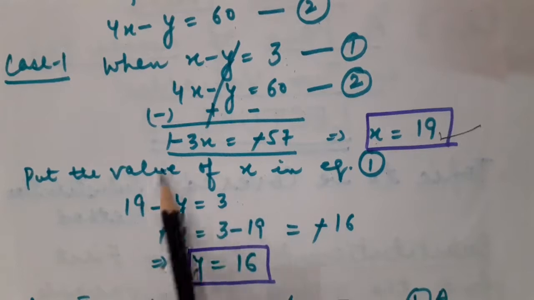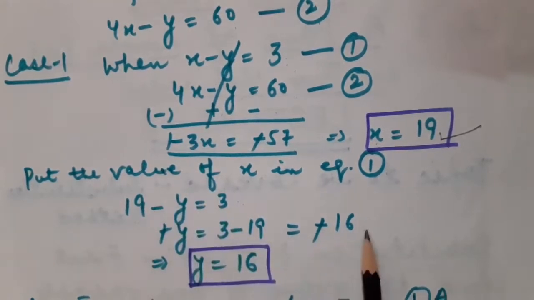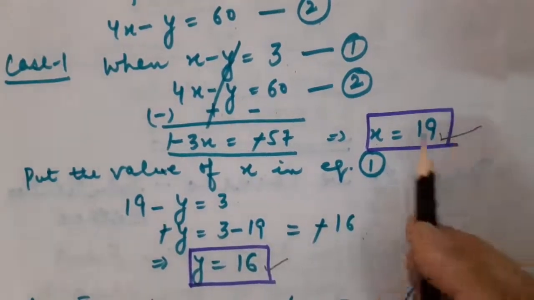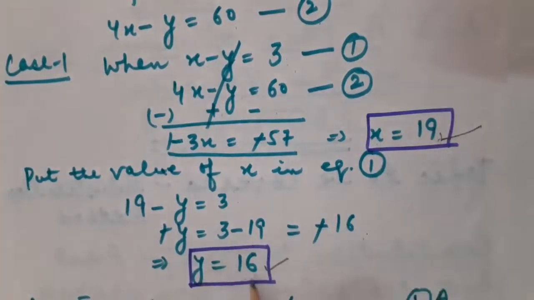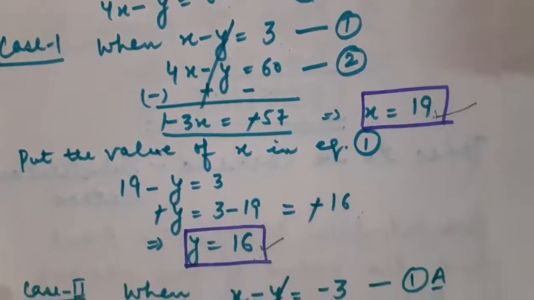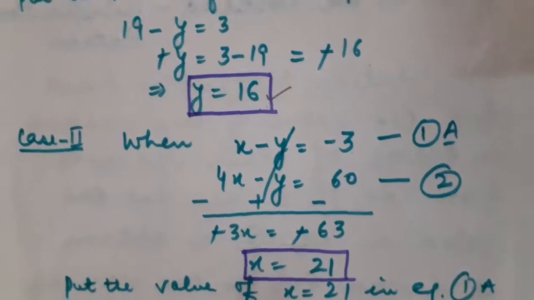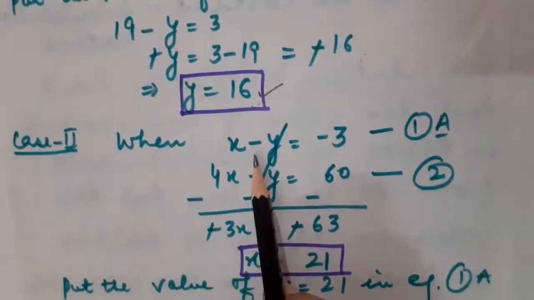Minus y is equal to 3 minus 19. That is minus 16. Both minus cancelled, or even you can multiply the complete equation by minus 1. So you will be getting y is equal to 16. So in case 1, these are the two ages. One is x is equal to 19, this is the age of Annie. And another is y is equal to 16, that is the age of Biju. It is which case? When we take that Annie is elder than Biju by 3 years. Understood?